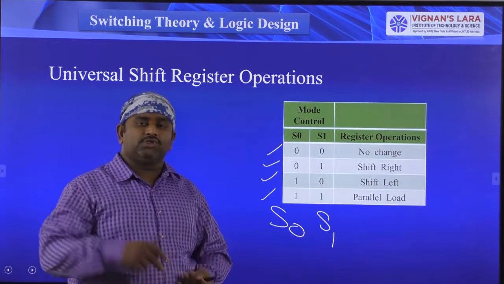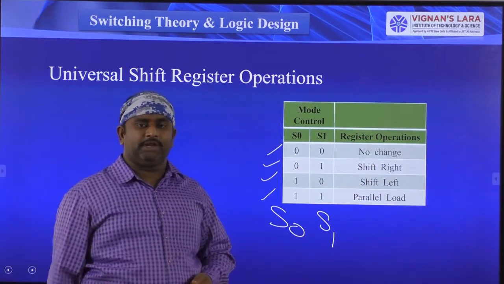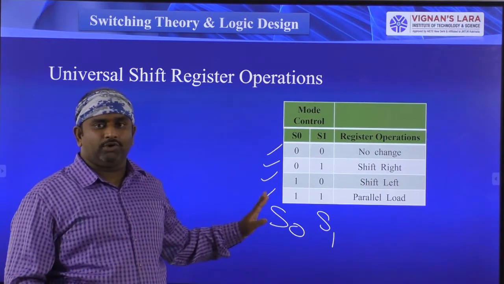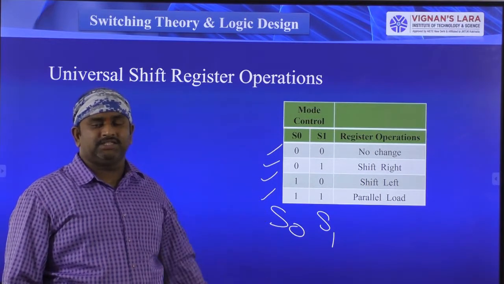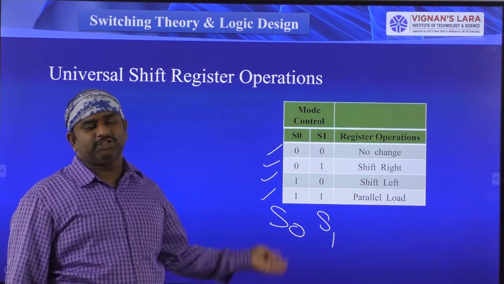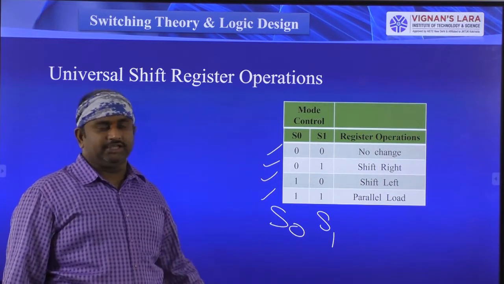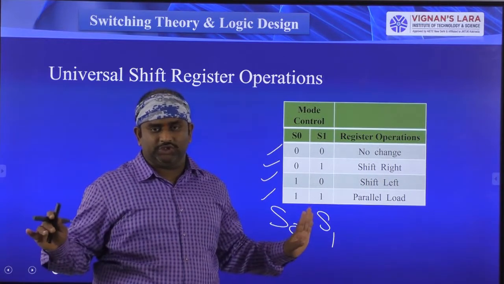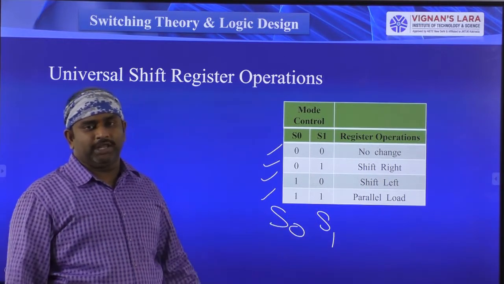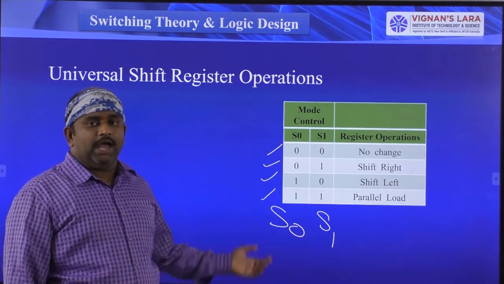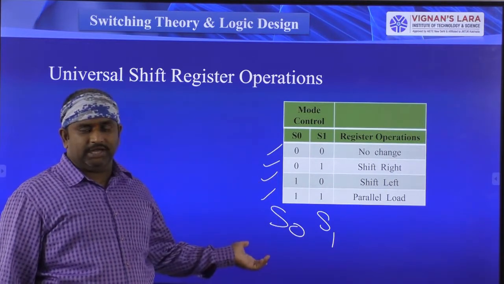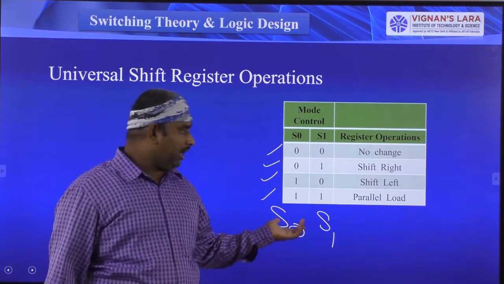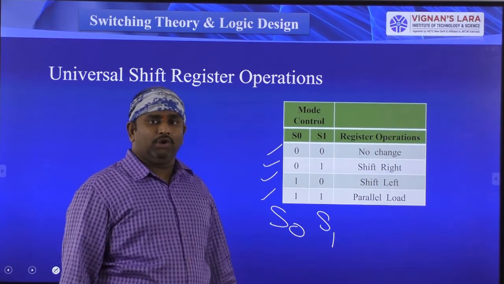So for the outputs, you have to represent the output terminals in the way you want. You have to give the data entry path in the shift right direction, shift left direction, and parallel direction. So these are the 4 configurations. In the first configuration, there is no change at the input and output terminals, so there is no change in the output. The 0, 1 configuration is serial right shift, the 1, 0 configuration is serial left shift, and the 1, 1 configuration is parallel load data.